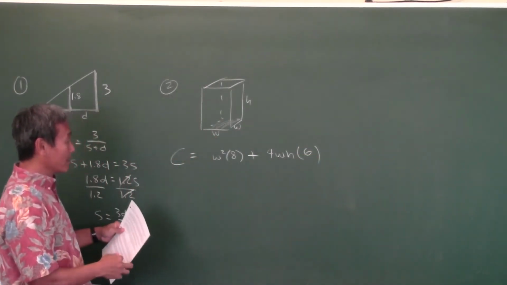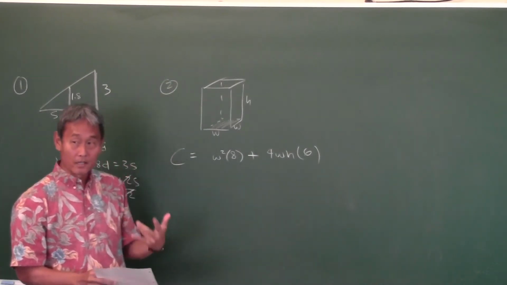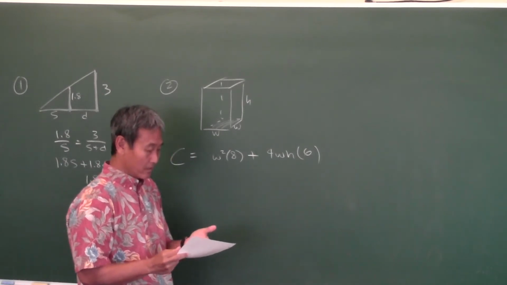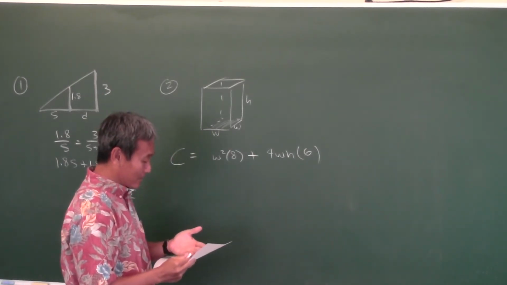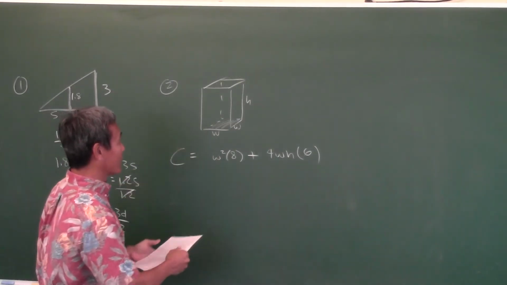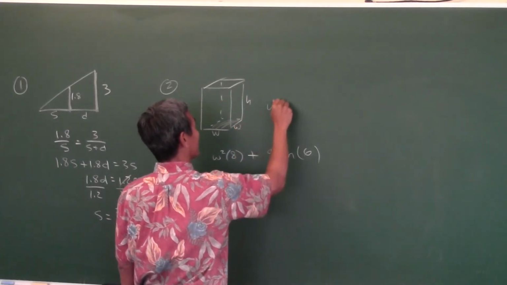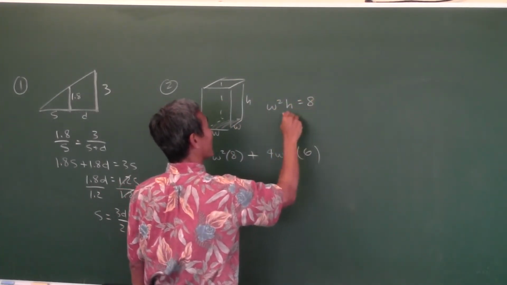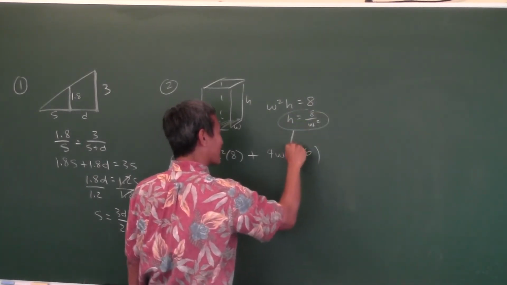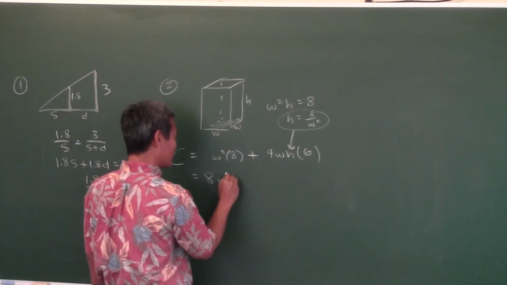Okay, but the problem here is you have 2 variables. You can't graph this on your calculator. So you need another equation. Do they give you another equation? Yes, it says the volume of the box is 8 cubic meters. So what equation can I write from that? What represents the volume of this box? W squared H equals 8. Therefore, H equals 8 over W squared. Take that, plug it in there. So if you simplify everything, you get 8W squared.